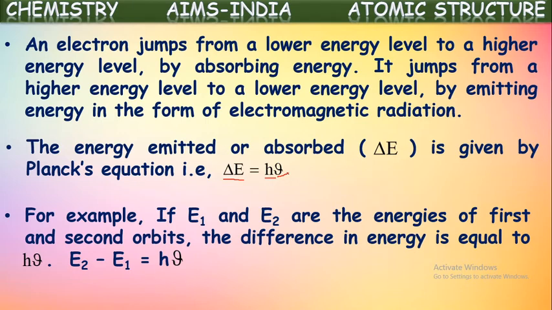For example, if E1 and E2 are energies of the first and second orbits, then the difference in energy is equal to h nu. That is, E2 minus E1 is equal to h nu. That means when an electron jumps from the second energy level to the first energy level, then the amount of energy released will be equal to h nu.